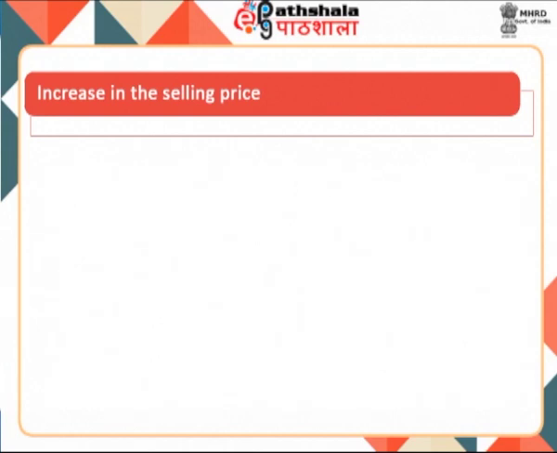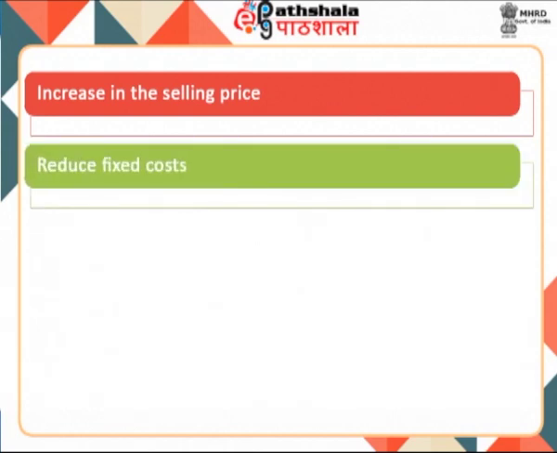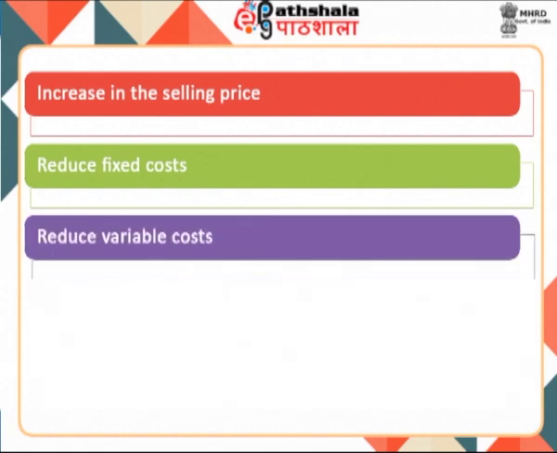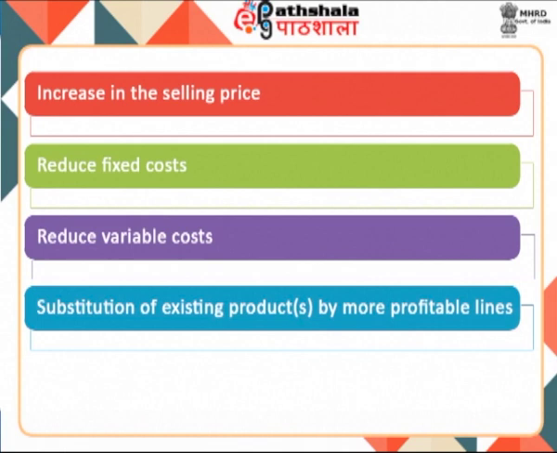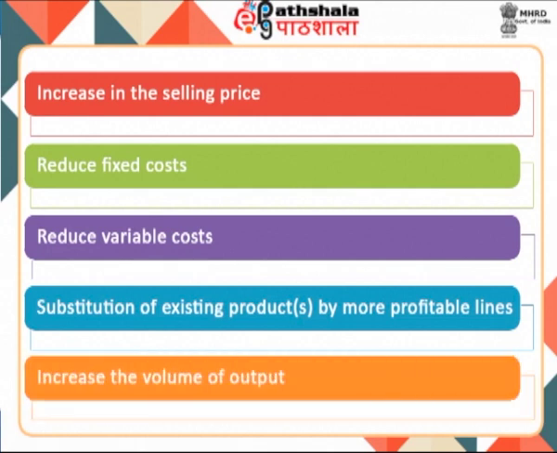Number 2, reduce the fixed cost. Number 3, reduce the variable cost. Number 4, substitution of existing product or products by more profitable product lines. Number 5, increase the volume of output.